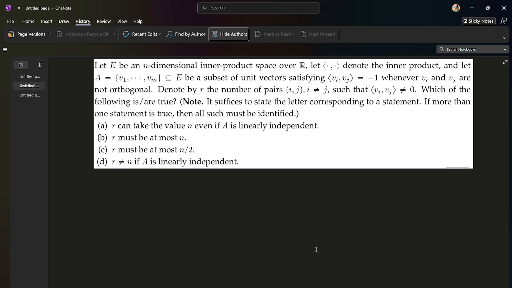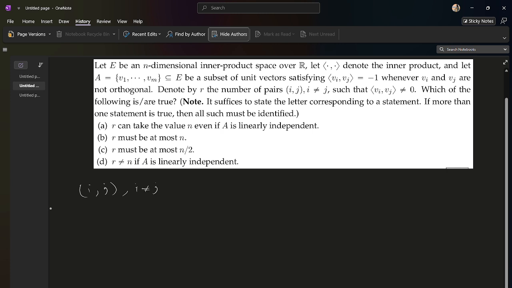Okay, so the options are: A is telling us that R can take the value n even if A is linearly independent. B is telling us that R must be at most n, and C is telling us that R must be at most n by 2, and D is telling us that R is not equal to n if A is linearly independent.